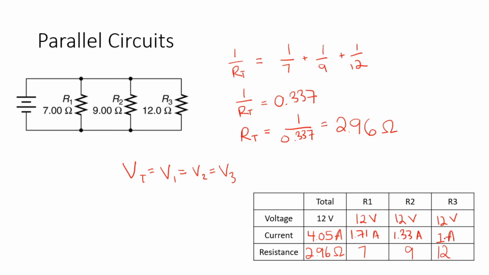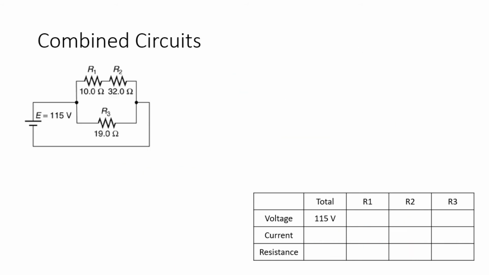And once again, when you add 1 to 1.33 to 1.71, you should get pretty close to your total circuit current. Okay? All right, so let's ramp it up. Combined circuits. So combined circuits are all about redrawing. I've got a 10 ohm here, I've got a 32 ohm here, and I've got a 19 ohm here.